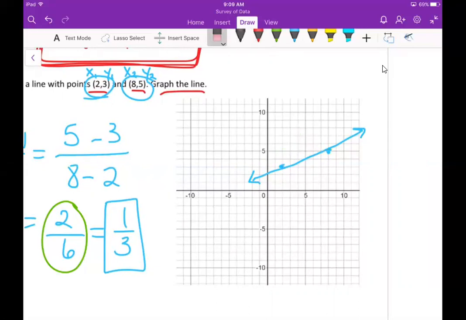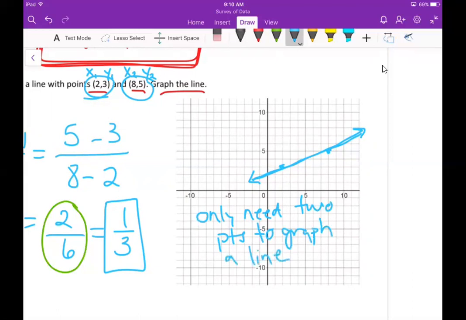Notice also, I kind of glazed over this, but I just graphed a line using only 2 points. I had no problem figuring out, okay, to connect those 2 points, I have a line. So even though before we were using 5 points to get a good picture because we weren't sure that the equation was a line, anytime we have a line, you only need 2 points to graph a line.